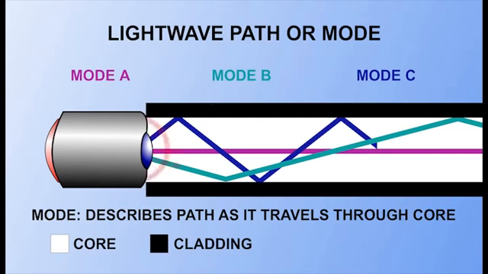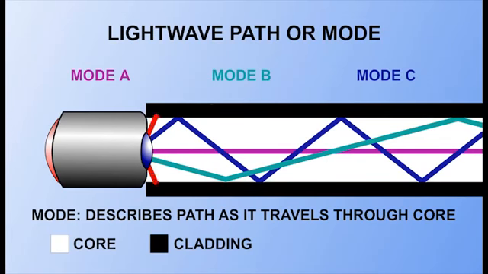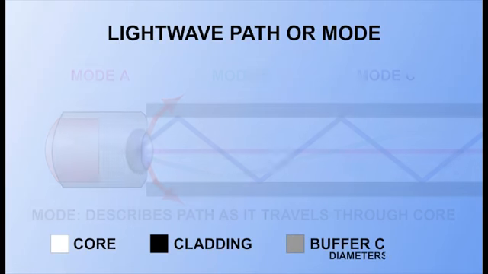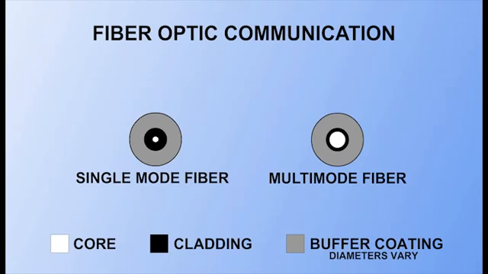The mode or path is determined by the angle of the light wave entering the strand and the refractive index of the cladding. If the angle of the entering light wave is too sharp, the wave will not propagate through the cable. There are single and multi-mode fiber optic strands.